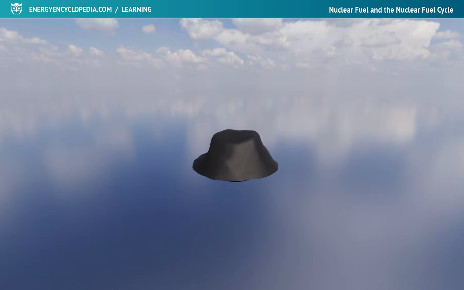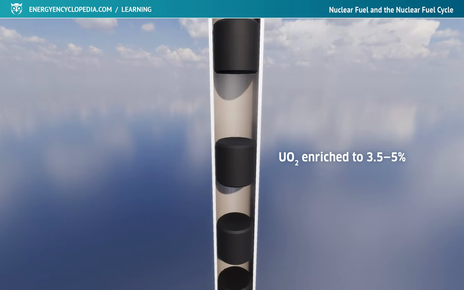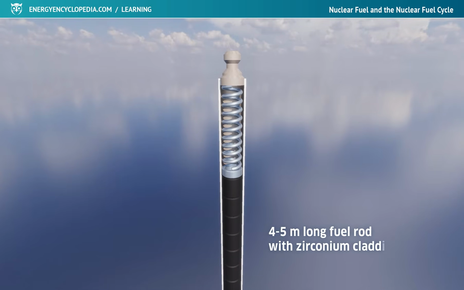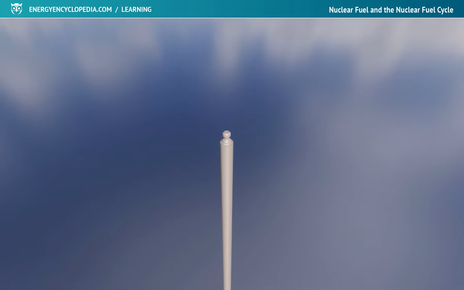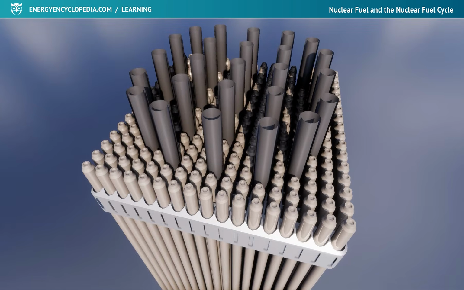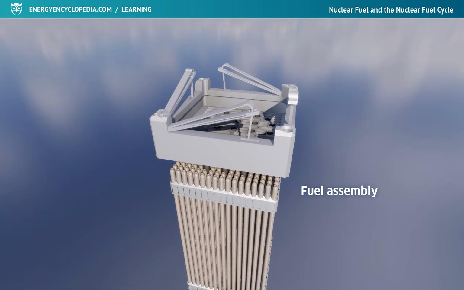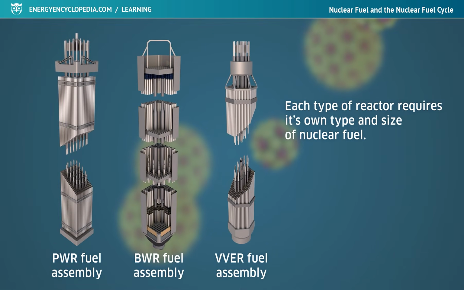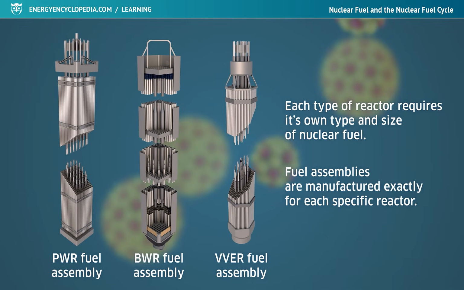Small cylindrical pellets are pressed and baked from the enriched uranium oxide powder in the next stage of the cycle. Several hundred of these ceramic pellets enclosed in a 4 to 5 meter long hermetic jacket of zirconium alloy form the fuel rod. The bundle of fuel rods is then used to make a fuel assembly, the basic unit designed to safely handle nuclear fuel in a power plant. Each type of reactor requires its own type and size of nuclear fuel, which is why fuel assemblies are manufactured exactly to measure for each specific reactor.